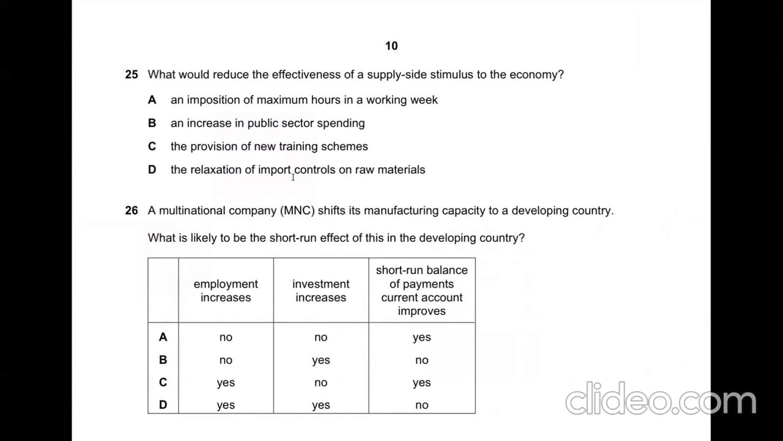A, imposition of maximum hours. I think this has to be the answer, since if you make a regulation setting maximum hours of working, then the labor market is going to be more rigid, which is going to decrease business incentives and productivity. So that's the answer. The rest of the things are all good for boosting production and efficiency of the country. So that's why A has to be the answer.